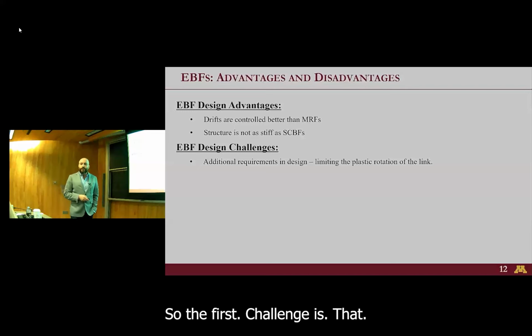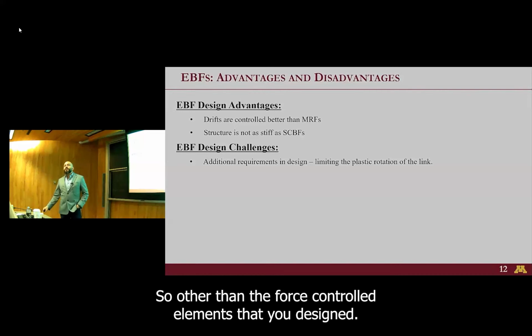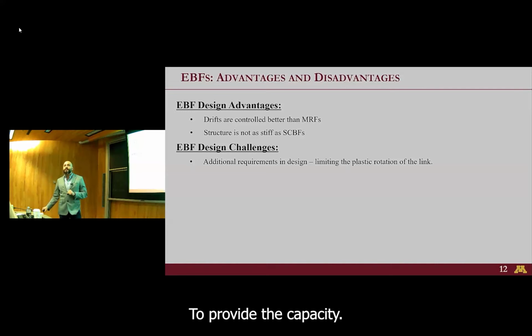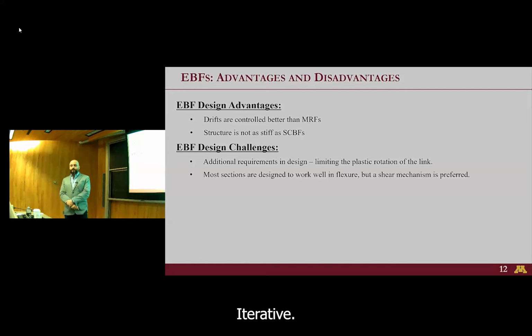So the first challenge is that now in your design, you have another design parameter to control. Other than the force controlled elements that you designed to provide the capacity, and other than controlling the drift, now you have to control the rotation of the link as well. It's just another check. And it's interesting, just one additional check makes the design much more iterative.